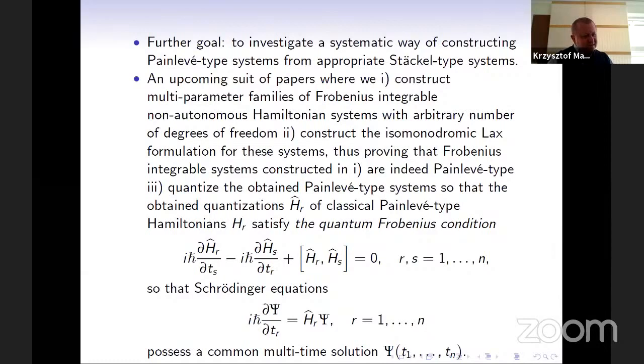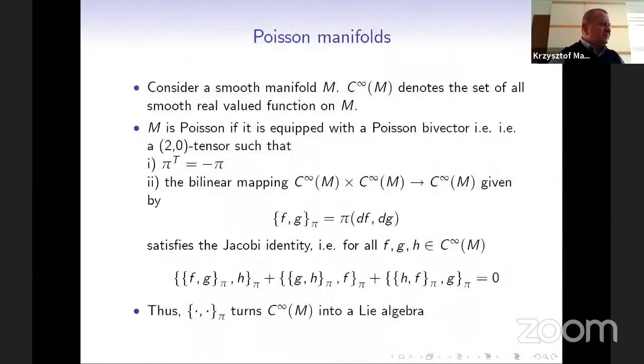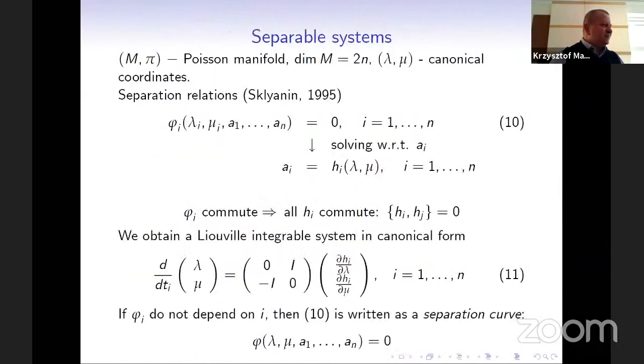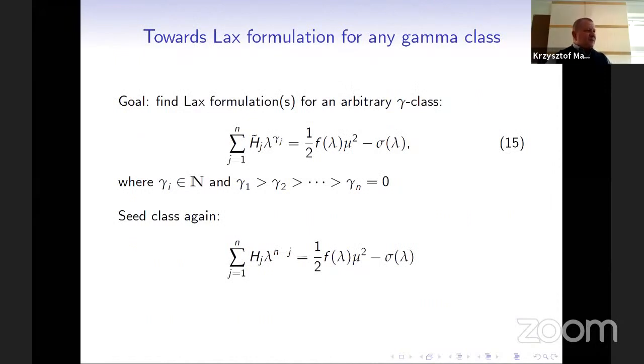So it's a part of something bigger, but it's interesting in itself, as we were able to produce large classes of Lax formulations for arbitrary gamma systems. So once again, so that you remember something after my talk: what has been known before was a Lax formulation for Stäckel systems of Benenti type. What we did was to generalize it to the so-called arbitrary gamma class. And using the Stäckel transform, we were able to produce infinitely many Lax formulations for these systems, parameterized by basically an arbitrary function G of lambda. Okay, I think that I will stop here.